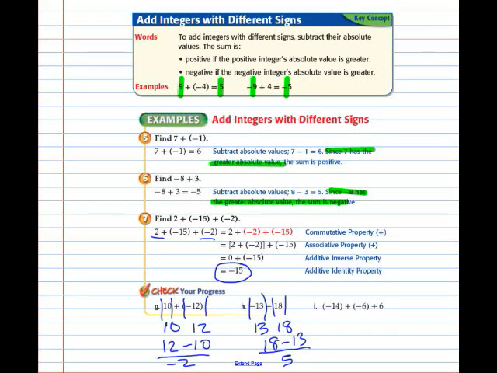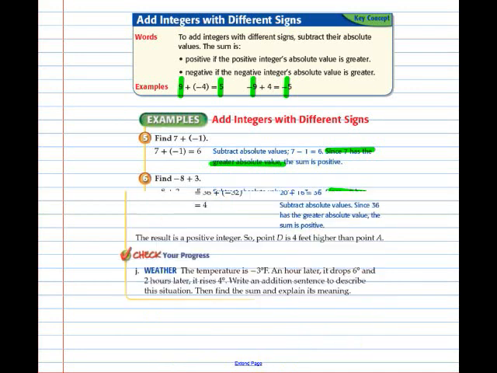In example I, we see that negative 6 and 6 to the right here are additive inverses. We know that their sum is 0, so we have negative 14 plus 0, which gives us negative 14 as a sum.